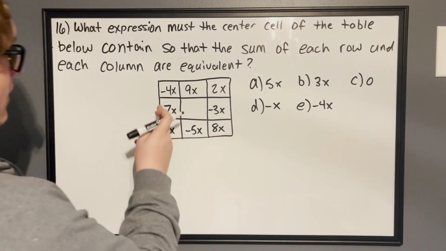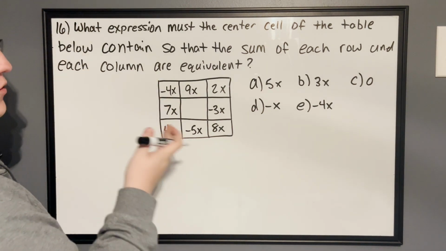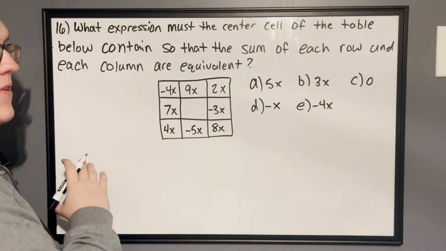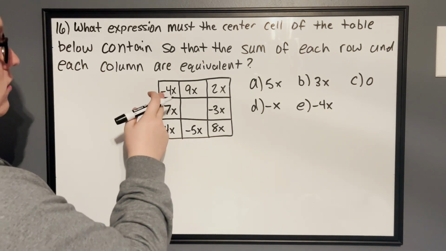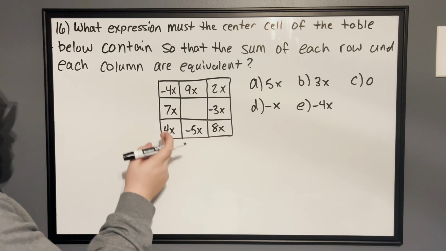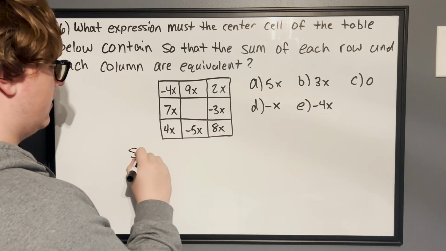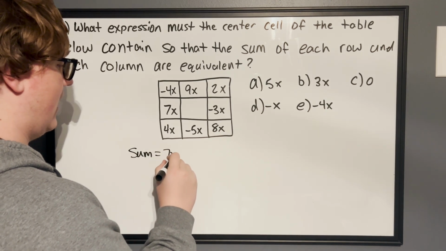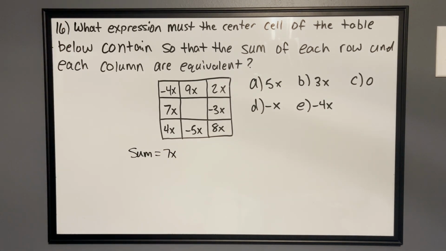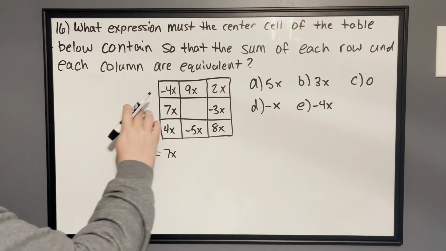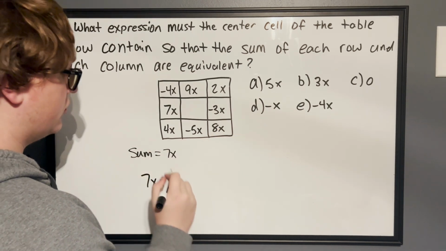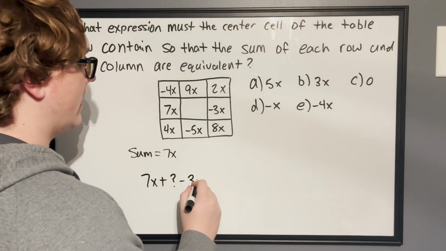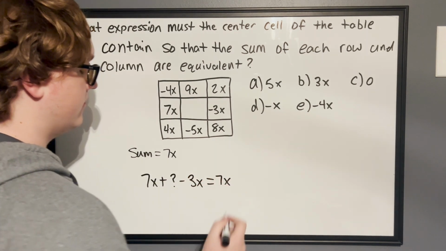So that tells us that whatever the sum of this row is right here, which we'll use as an example, whatever the sum is, will be the sum of every row and every column. So let's figure that out. So we have negative 4x plus 7x plus 4x. Well, the negative 4 and the positive 4 will cancel. The sum of each row and column is equal to 7x. So we want to figure out, what do we need to put here so that we get a sum of 7x? Well, let's just do this row as an example. So we know that we need 7x plus, we'll just use a question mark as the variable, minus 3x needs to be equal to 7x.